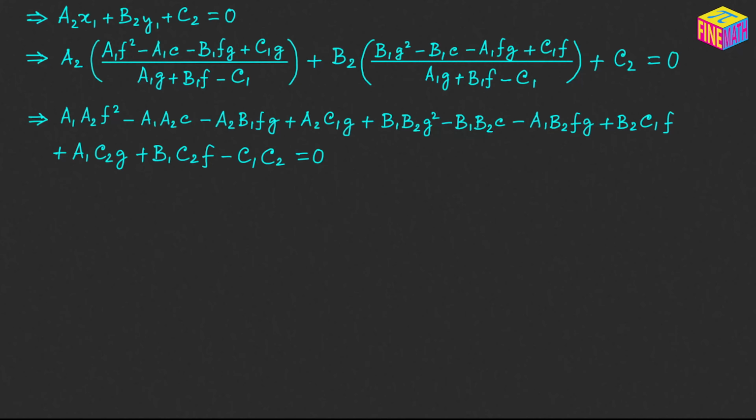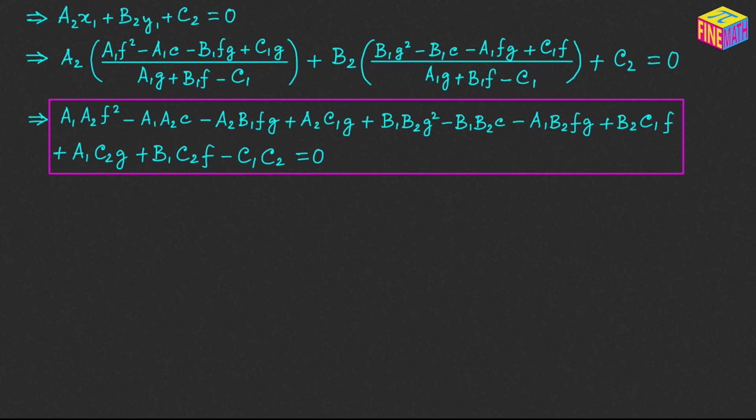Now if we remove the parenthesis and do the addition, and then we multiply both sides by a sub 1 times g plus b sub 1 times f minus c sub 1, then our equation would look like this, and we get something like this. So this is the condition of conjugacy, that if two lines are conjugate lines, then the condition of conjugacy would look like this. Previously we have seen the condition of conjugacy of 2 points, and here we are seeing the condition of conjugacy of two lines with respect to a given circle, of course.